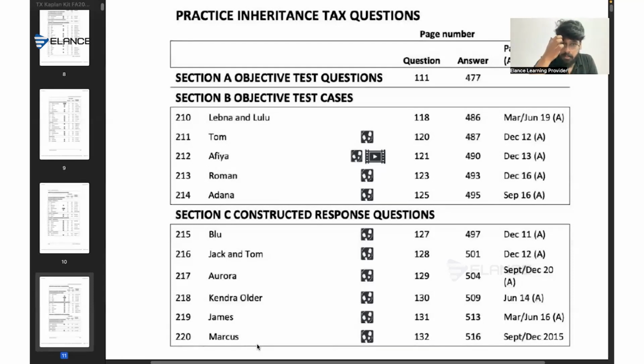Section C has some adjustments. Let us look at one with adjustments. Yes, let's do Marcus, 220, in section C. I think Marcus has a fair amount of adjustments. Okay, so let us try Marcus. It's a section C question.